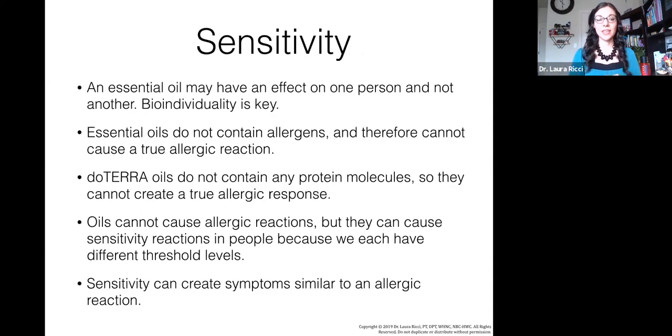Sensitivity. This is important. An essential oil may have an effect on one person and not the other. Again, bioindividuality is key. You're going to hear me say that a lot. Essential oils do not contain allergens, and therefore they cannot actually cause a true allergic reaction in the body. doTERRA's essential oils do not contain any protein molecules, so they cannot create a true allergic response. But essential oils can cause a sensitivity reaction in people because, again, we have those different thresholds, that bioindividuality. It's going to be different for everybody.